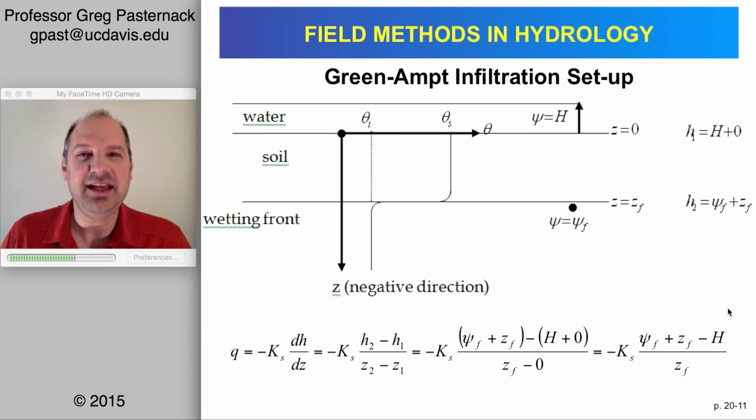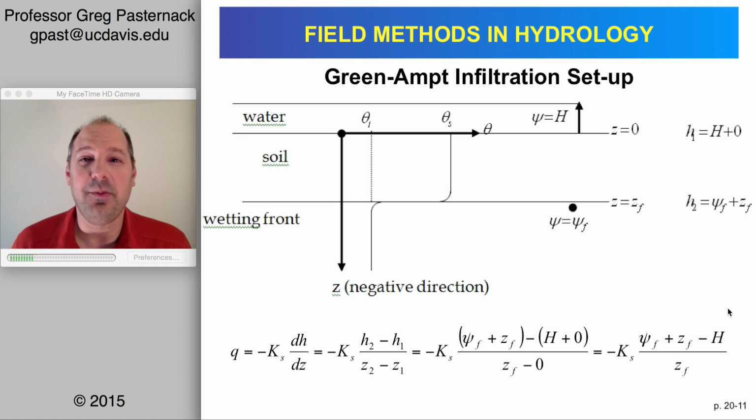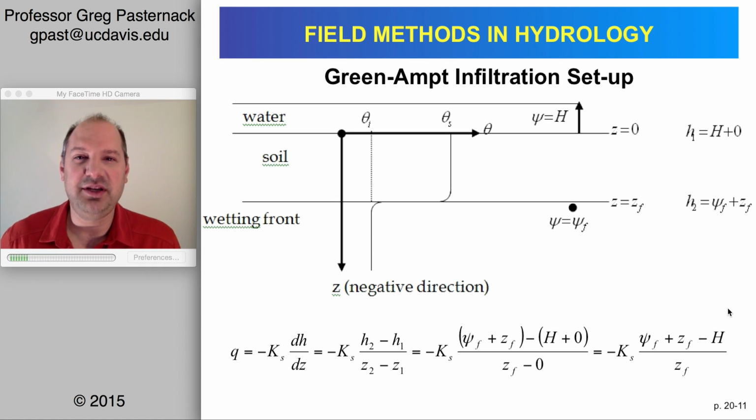Because this is the main equation that you're going to need to use in many cases for being prepared in a hydrological model to predict infiltration and then go out in the field and get the data necessary to test that model. So this model is called the Green-Ampt Infiltration equation.